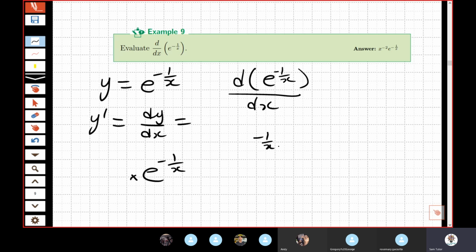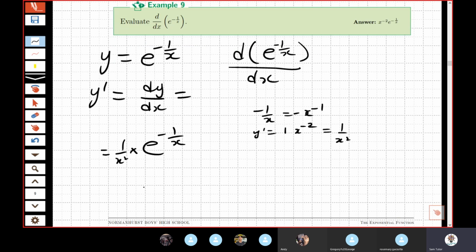So -1 on x would become negative x to the power of -1. Differentiate that, you bring the 1 down. 1 down becomes 1. For x, you take away 1. And then that just becomes 1 on x squared. I prefer you guys to write them as x squared than x to the power of -2. In the long run, it will help you more. Okay.